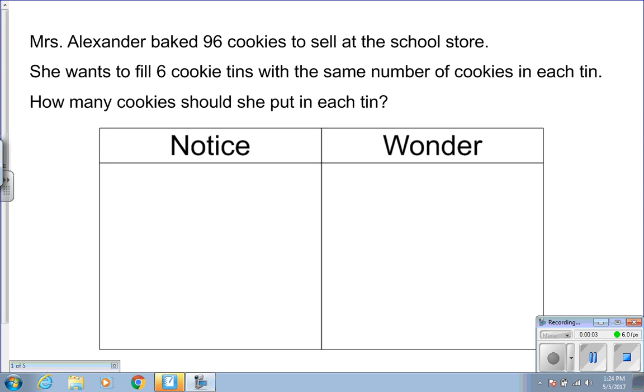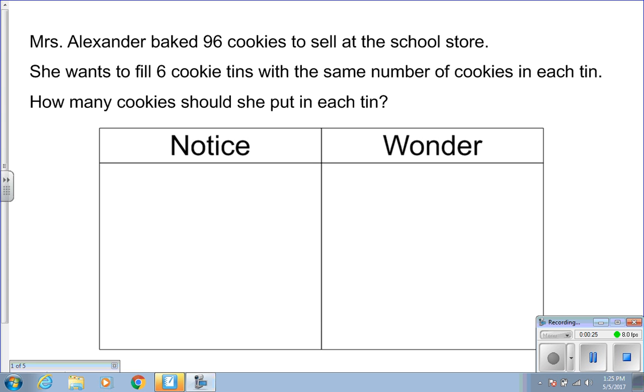Hi guys. Today Miss L and I are going to model for you how to solve a word problem. So let's take a look at the story problem above, and the first step that we're going to do is write down some things that we notice about the story problem as well as wonder.